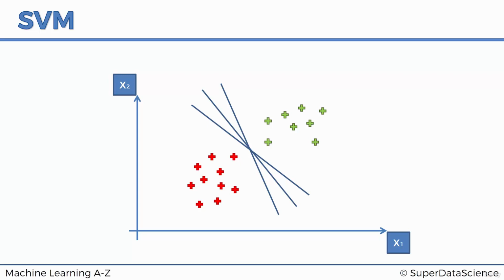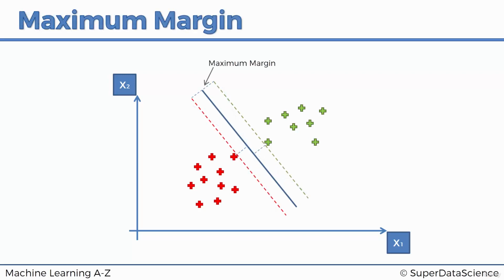So we want to find the optimal line. And that's what SVMs are all about. They're about finding the best line or the best decision boundary, which will help us separate our space into classes. So let's find out how the SVM actually searches for this line. Well, the line is searched through the maximum margin.